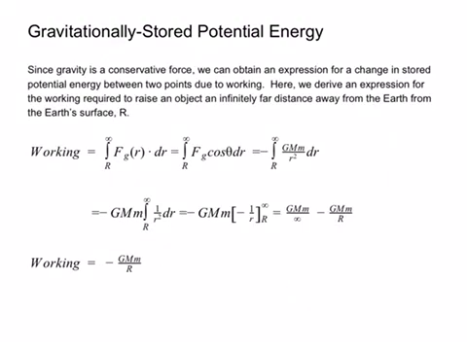Since gravity is a conservative force, we can obtain an expression for a change in stored potential energy between 2 points due to work. Here we derive an expression for the work required to raise an object an infinitely far distance away from the Earth's surface, R. We can use our integral, which relates work to a conservative force. Since the force of gravity points in the opposite direction that the object is being lifted, then theta is 180 degrees, and then it gets a minus sign after we perform that dot product.